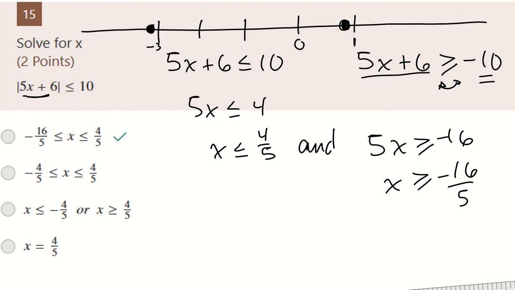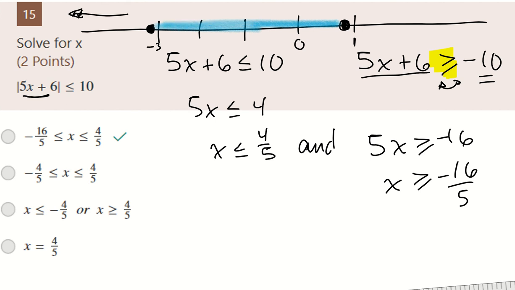And again, I hope you can see why it is that, because it's kind of a mystery, right? Why do we flip the direction of this thing? Well, if you look at it, it can't be more than 10 units away. If I said that this was less than, it would shoot off in this direction forever, and I could be more and more and more than 10 away. But if I say it has to be within 10 units, I'm talking about a very narrow space. I'm only talking about these values that run between the negative 16 fifths and the positive 4 fifths. So all of those points in between there are my solution.